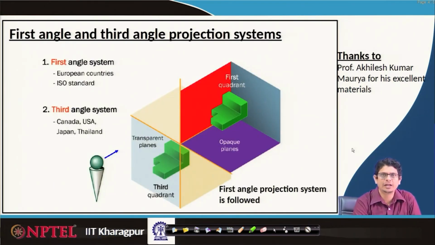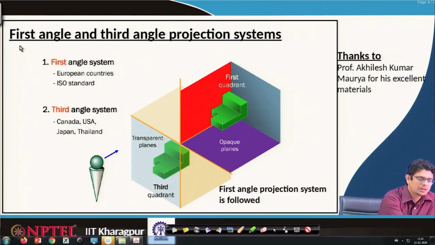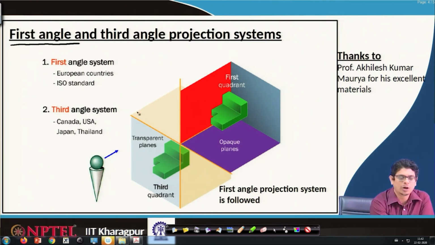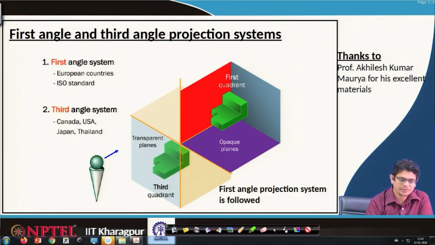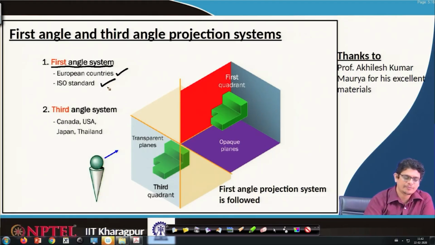So, in today's class, we will learn more about first quadrant projections and third quadrant projections. In general, for any drawing sheets, two methods are popular. One is called the first angle projection system, the second one is the third angle projection system. The first angle projection system is very popular in European countries and also for ISO standards. In our entire course, for these NPTEL online lectures, we go with the first angle system.